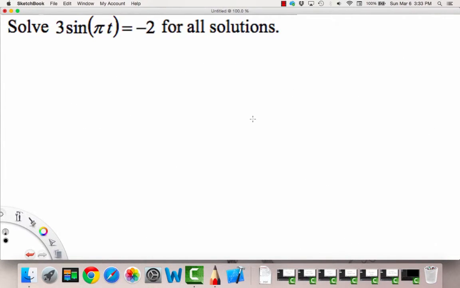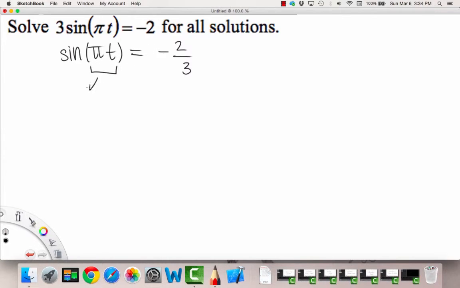Okay, so here's the last problem, the last example for our concepts video. We're going to solve this equation here for all solutions, okay? So the first thing is to get sine by itself, so we can deal with it on its own. Okay, so we have sine of pi times t is equal to negative 2 over 3. Okay, so we can kind of consider this thing on the inside.